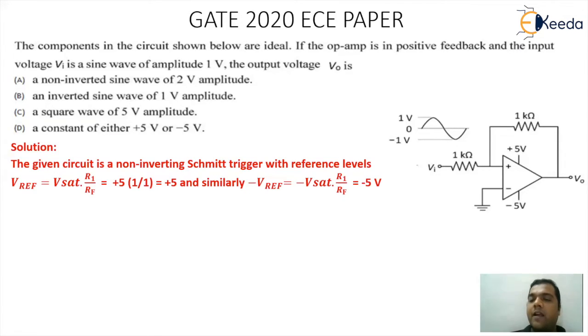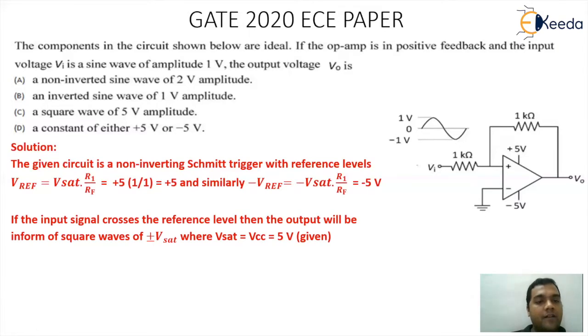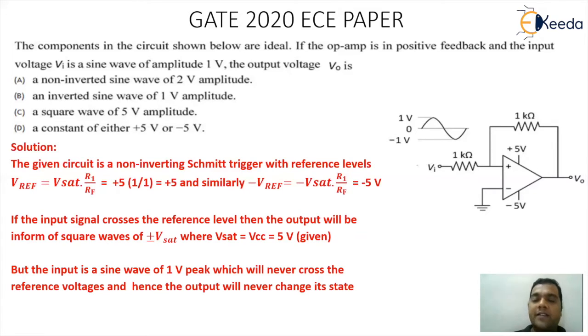Whenever I connect a sine wave at the input pin Vi, the sine wave will be compared with the positive and negative references, that is plus 5 and minus 5. On crossing those points, I repeat, on crossing those points, the output will switch from plus Vsat to minus Vsat or minus Vsat to plus Vsat. But that is possible only when the input crosses the reference. Since the input is a sine wave of 1 volt peak, it will never cross the positive or the negative reference, which implies the output will never change its state.